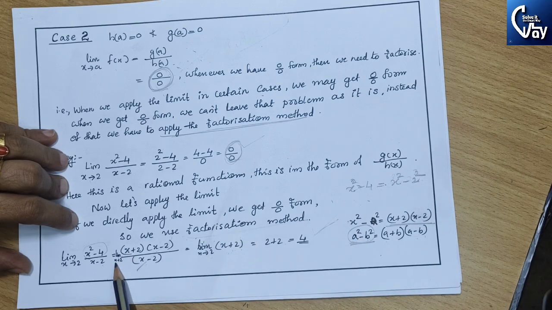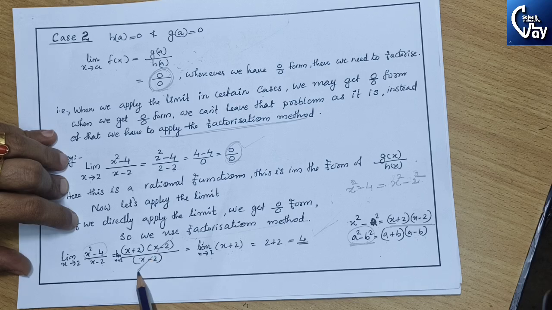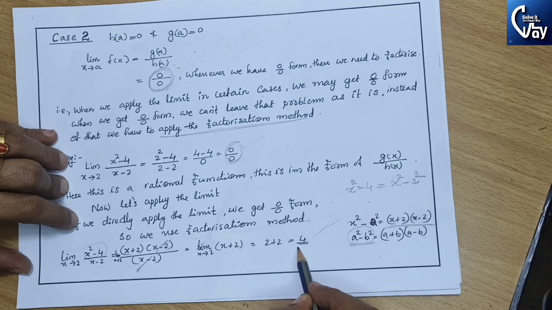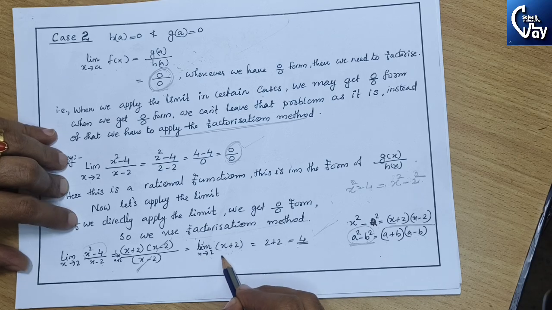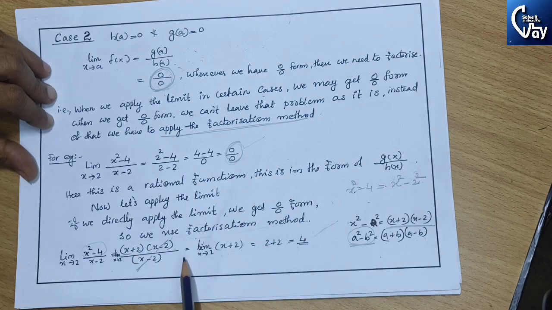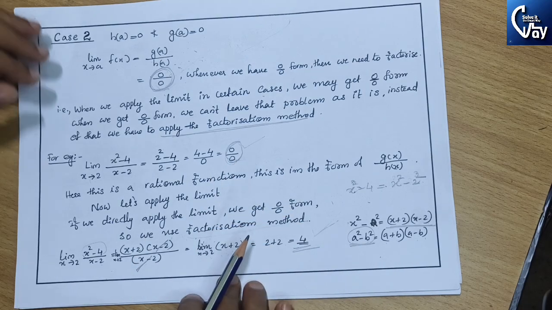Now limit x tends to 2, x plus 2 into x minus 2 by x minus 2. These x minus 2 get cancelled. Then we get limit x approaching 2, x plus 2. That is equal to 2 plus 2, that is equal to 4. Here we apply the limit directly. So whenever we get the 0 by 0 form, we need the factorization method. Then we get the answer 4. So clear?